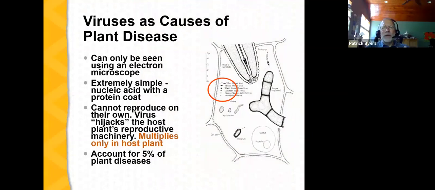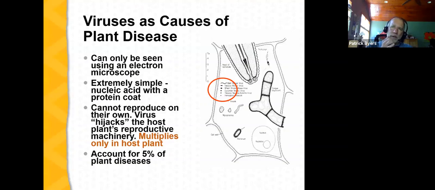Okay, very good. Now let's turn our attention to viruses. And of course, viruses are definitely in the news as far as causing human diseases, but viruses can also cause plant disease. Viruses are tiny, very tiny, and they cannot be seen with a light microscope. It takes an electron microscope to see viruses. And they're extremely simple. They're basically just a nucleic acid with a protein coat.